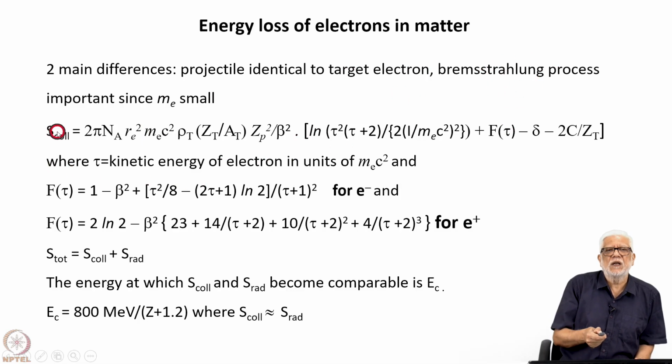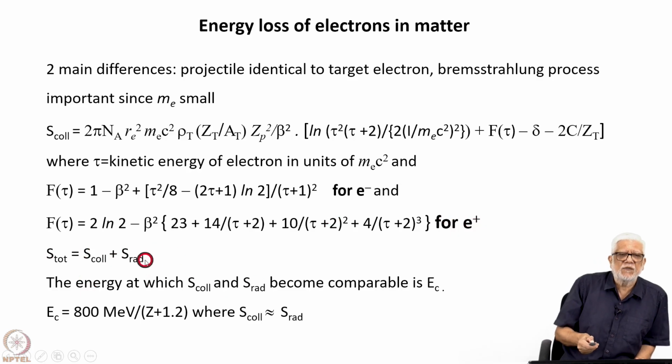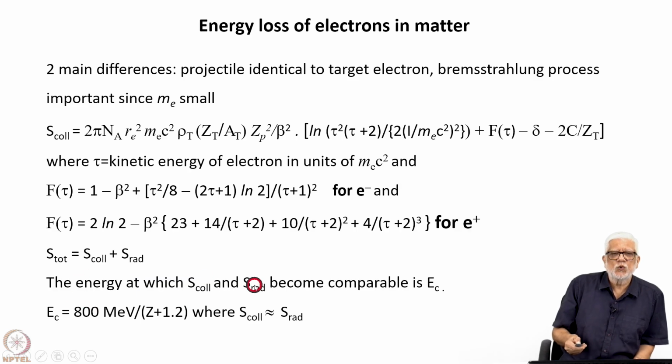So the collisional energy loss is given by this, and this is a very complicated expression. I have just written it for completeness sake. There is a small difference between electrons and positrons, and the total stopping power is of course collisional plus radiation. I have not given an expression for radiation. This is an even more forbidding expression. The energy at which these two contributions become comparable is given by a very simple empirical fit, which is 800 MeV by roughly Z. Okay, this is where these two contributions become equal.